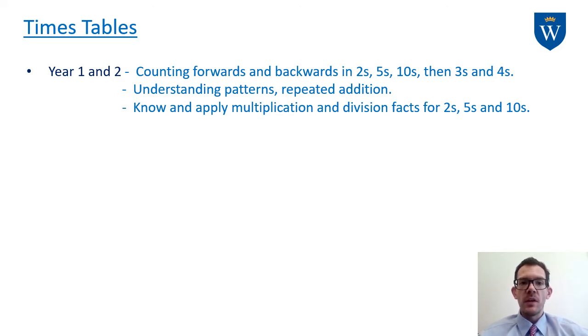So in year 1 and 2, we start off by counting forwards and backwards in 2s, in 5s, in 10s, and then in year 2 in 3s and 4s. And it's about understanding the patterns and learning that multiplication, we do it because it is essentially repeated addition. We could do 2, add 2, add 2, add 2, add 2, or we could do 5 times 2. We want children to know and apply their multiplication and their division facts for the 2s, the 5s, and the 10s tables in these years.